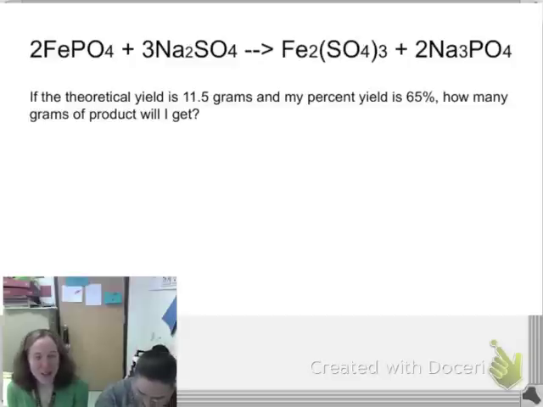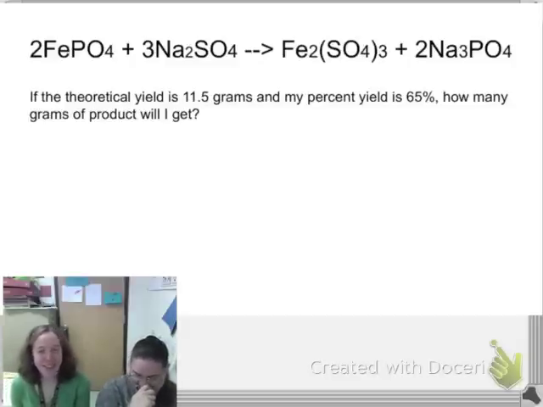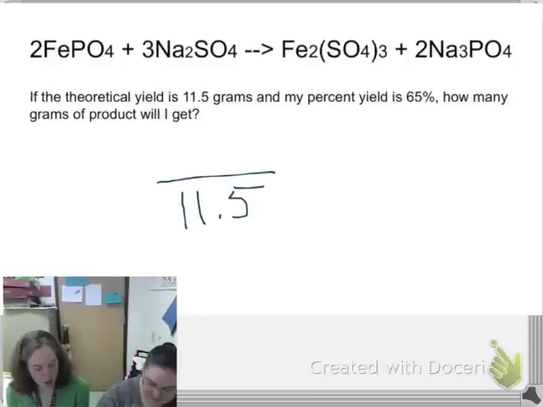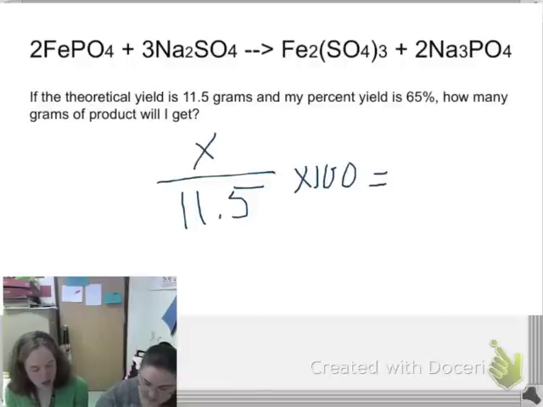All right, let's try. This is actually the second part, because this is a slightly different way to do the math that throws people off sometimes. Here, it tells us our theoretical yield is 11.5 grams. If my formula is actual over theoretical, then this one goes on the bottom. Then it asks how many grams of product will I get, so that's my actual that I'm looking for. We can just put in x. All that's going to equal my percent yield, which is 65.